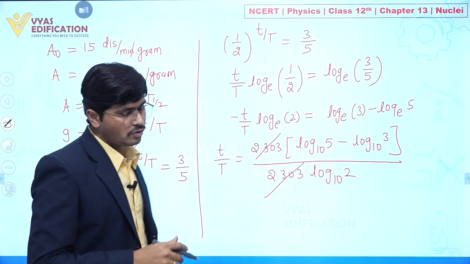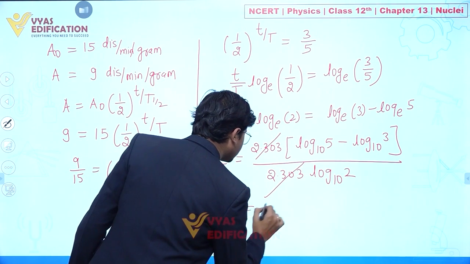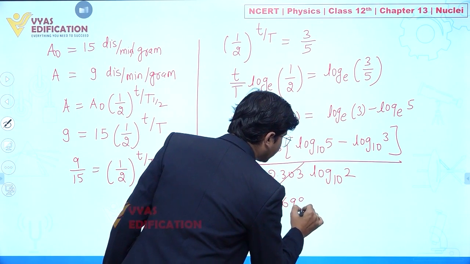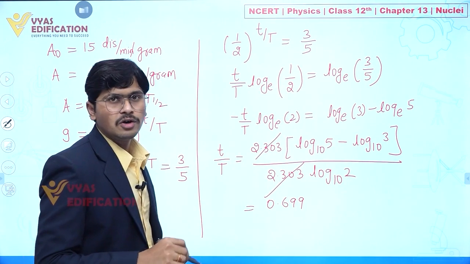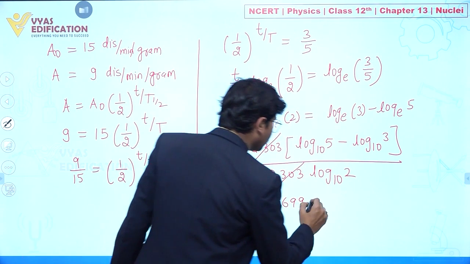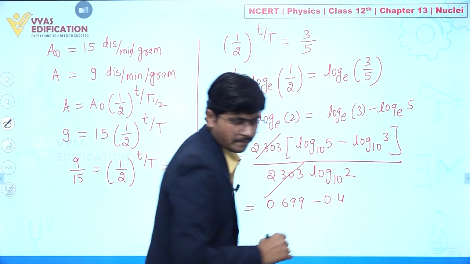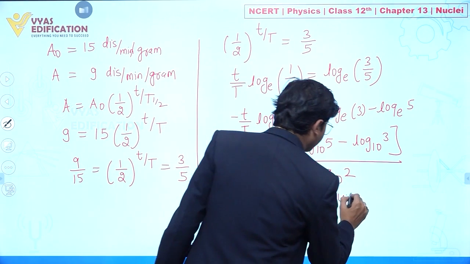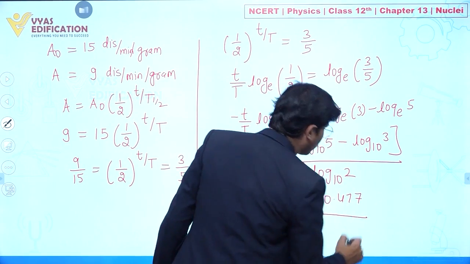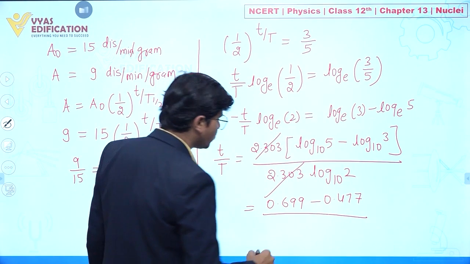Now you definitely know the value of log 5, which is equal to 0.699. What about the value of log 3? The log 3 value we have is 0.477. And what is the value of log 2? The log 2 value we have is 0.301.